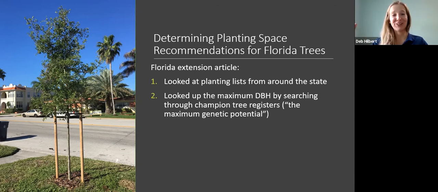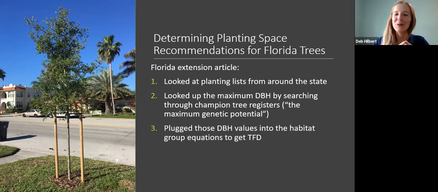So obviously these are the biggest of the big. I don't expect most city trees to get that big, but it's kind of like in a best case scenario, genetic lottery winner, this is how big the tree could get. And we called this the maximum genetic potential, which is kind of an obnoxious phrase, I realize in retrospect, for basically these are the biggest trees. How big can the tree get?